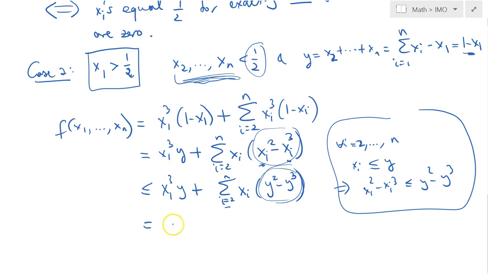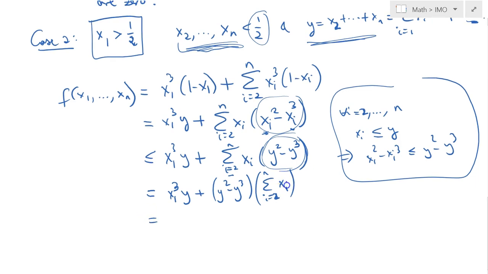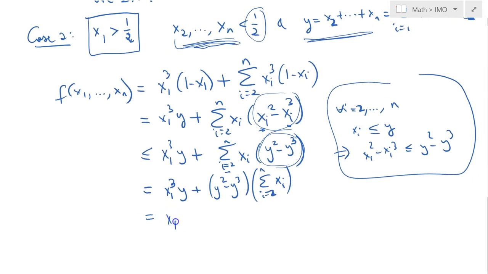So that would simply be equal to x1 cubed y plus, so I move it out, so it will become y squared minus y cubed, and then the summation here would be i equals from 2 to n of xi. But wait, from 2 to n, the sum of xi's is simply equal to y. So therefore, finally, this simplifies to x1 cubed y plus, there's a y here, so that would give me y times y squared minus y cubed.